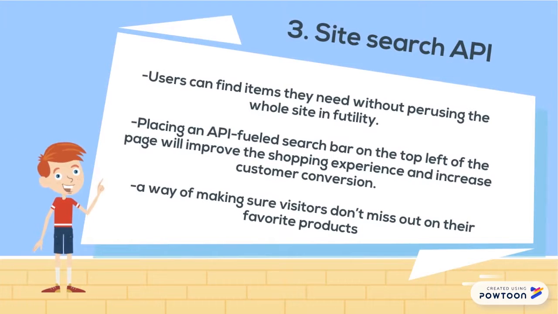Third, site search API. Users can find items they need without perusing the whole site in futility. Using an API, a full search bar on the top left of the page will improve the shopping experience and increase customer conversion. It is a way of making sure visitors don't miss out on their favorite products.